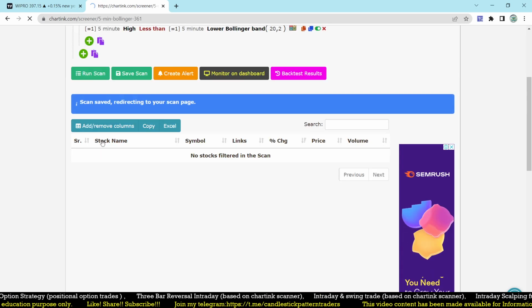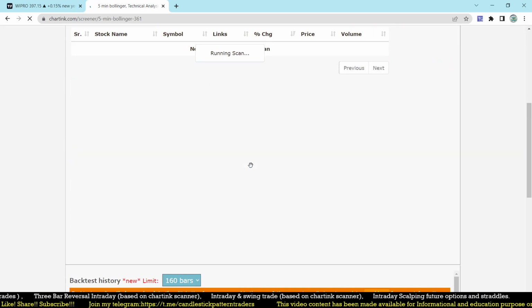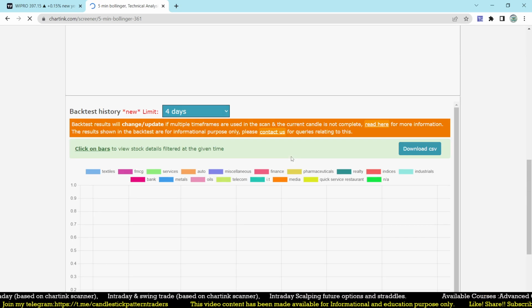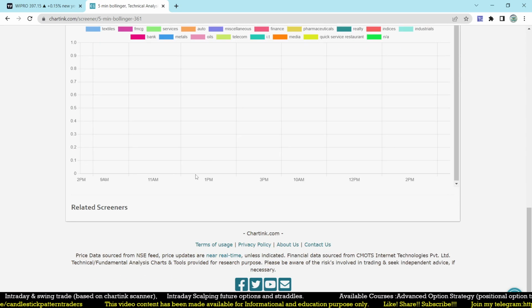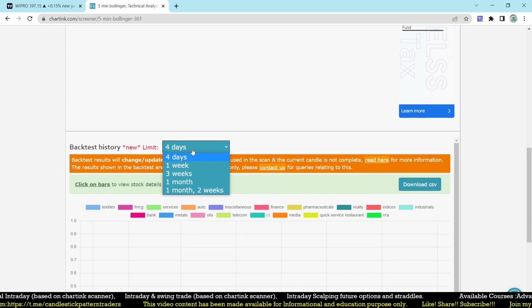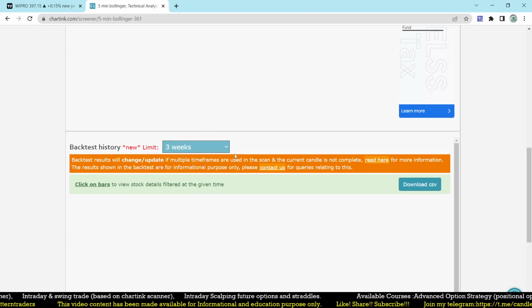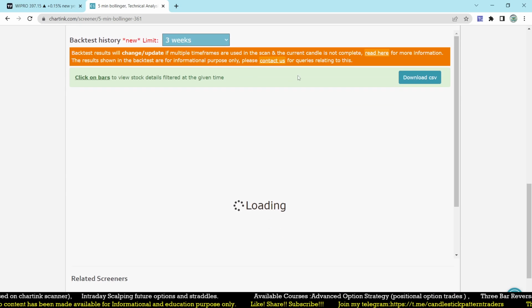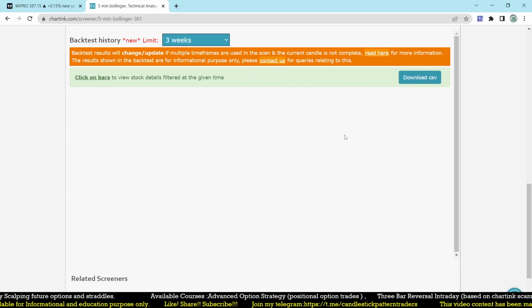Private right now. So let me check if there is any other stock which forms below the lower Bollinger Band. In the last 4 days we don't get any below the lower, right? This is the condition that filters out the first one. Okay, the doji doesn't form, so let's look at the past 3 weeks.